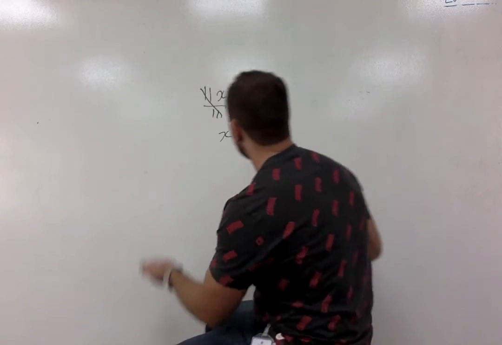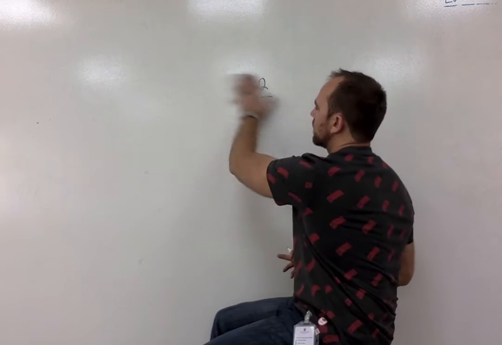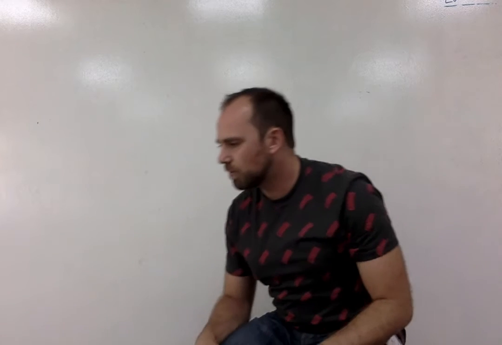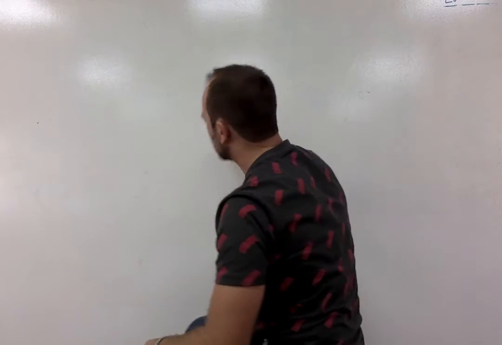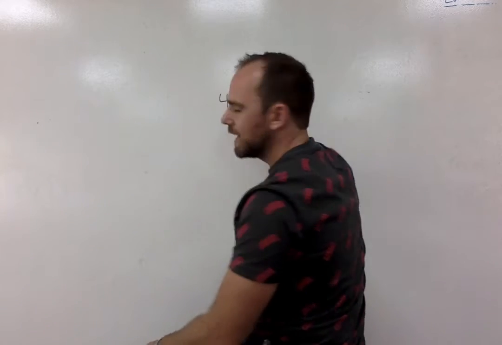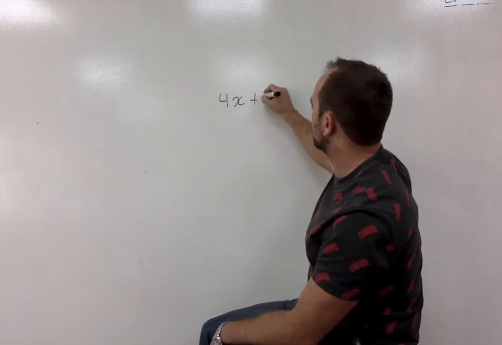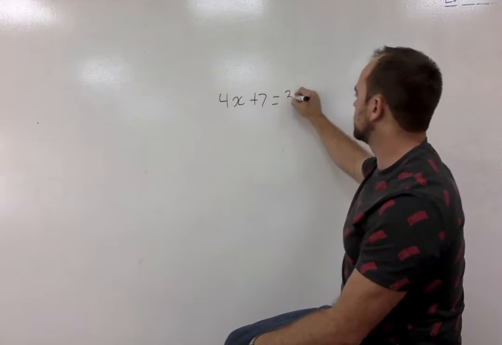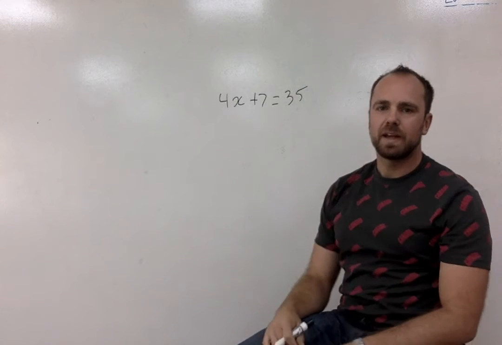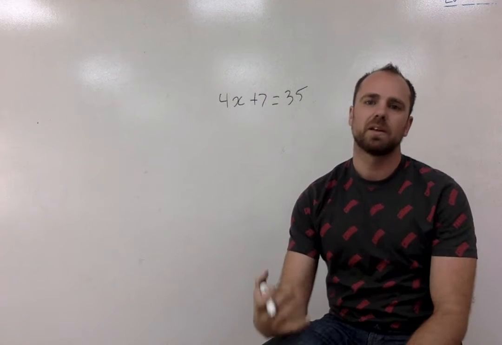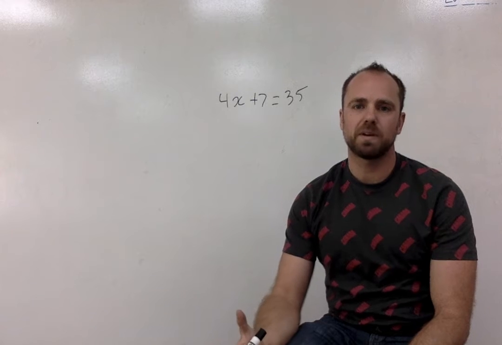Okay? Now, let's combine them. So we're going to have one with addition and one with multiplication. So we're going to go 4x plus 7 equals 35. It looks complicated. We just got to take it one step at a time.